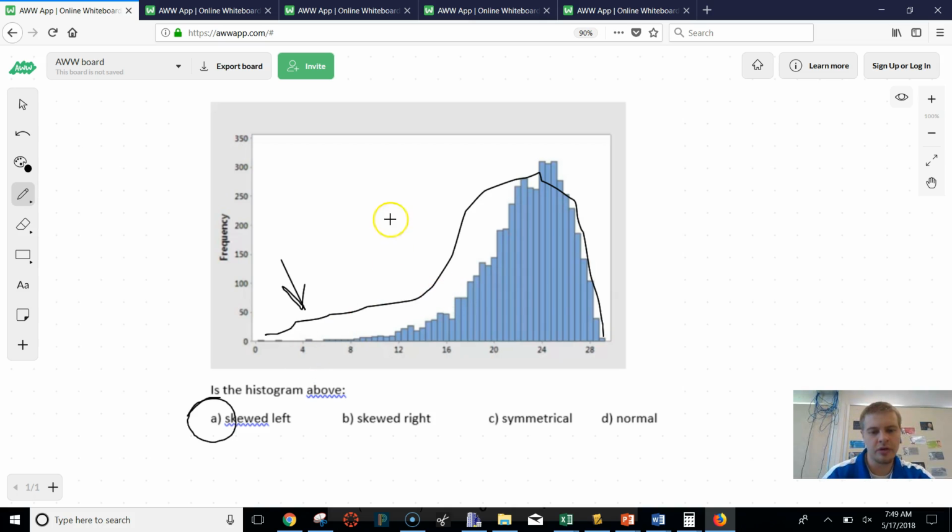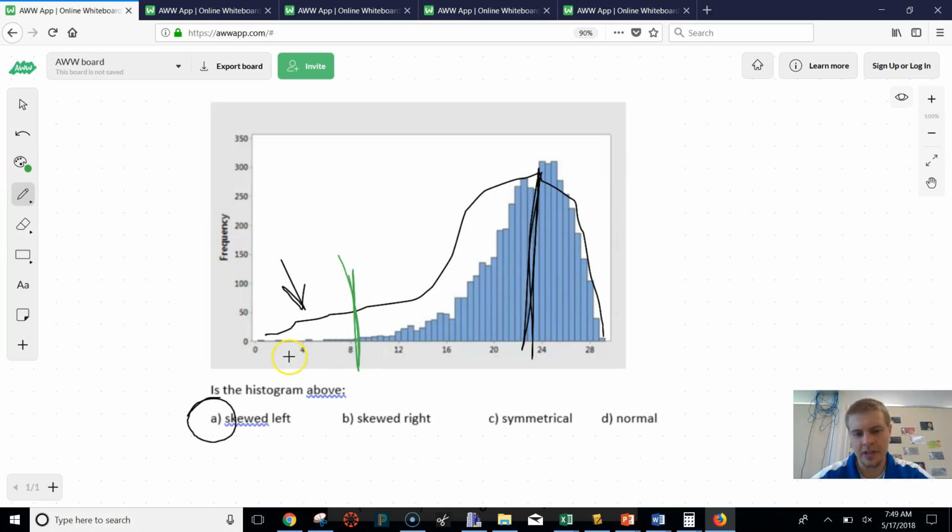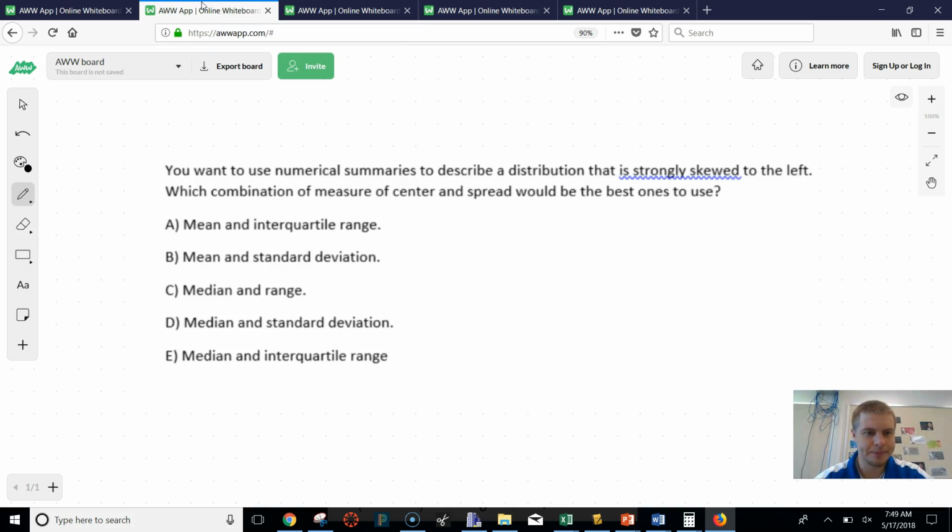The other thing that you get to know about that is the median is probably right here, but the mean will follow the skew. So the mean kind of pulls over. I don't know if it pulls over that much, but it will start to pull towards that skew. Let's look at the second one.